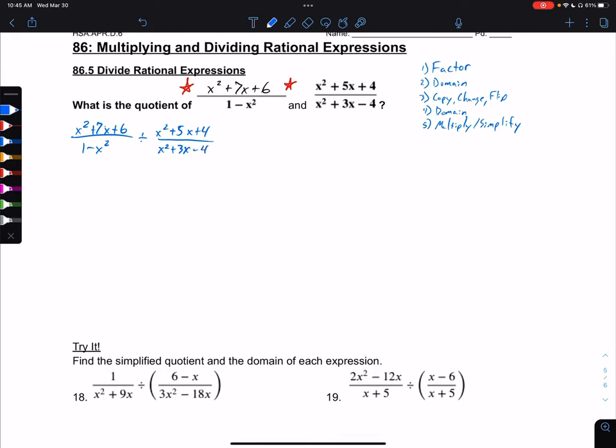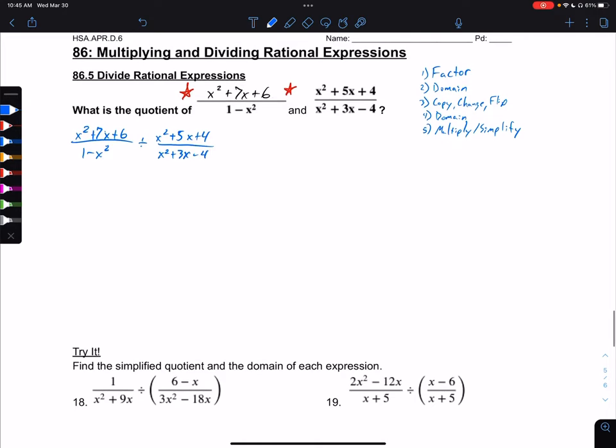All right, so over here on the top right, I've listed 5 steps that we want to follow. They're very similar to what we did with multiplication. The main difference is step 3, because we have division, we're going to multiply by the reciprocal, or copy, change, flip. And step 5, because we're changing a numerator and denominator, we're going to need to recheck our domain. Okay, so step 1, let's factor.